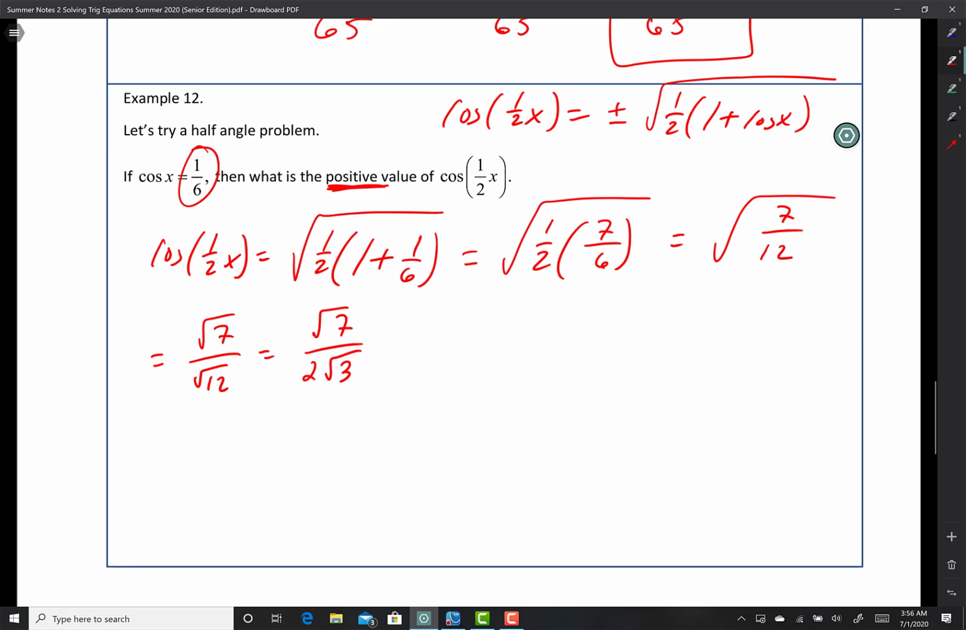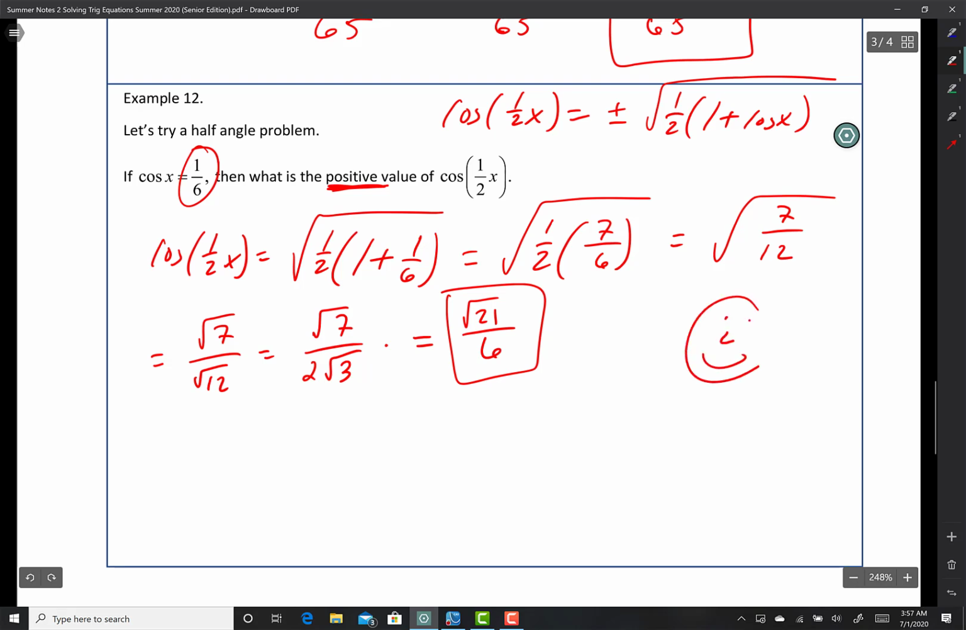And since we don't want to have a radical in the denominator, we're going to go ahead and multiply by square root of 3. So multiply both the top and bottom by square root of 3. 7 times 3 is 21, so I'm going to write square root of 21 over, and then square root of 3 times square root of 3 is just 3, so 2 times 3 is 6. And there it is, guys. Another happy face. Another satisfied customer.